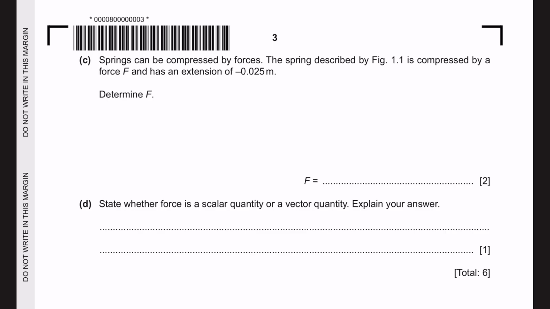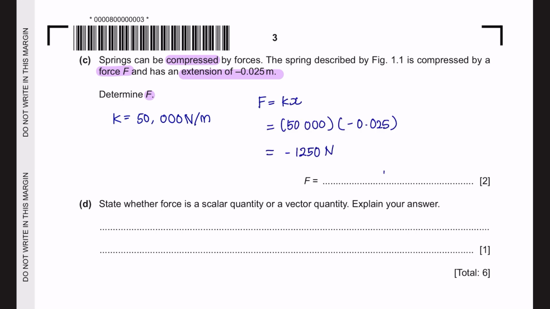Next, question C. Springs can be compressed by forces. The spring described in figure 1.1 is compressed by a force F and has an extension of negative 0.025. Determine F. Since we are using the same type of spring, the value of k, the constant, is still 50,000 newtons per meter, which gives us a value of 1,250 newtons. Remember that the negative here just indicates that this is a compressive force.